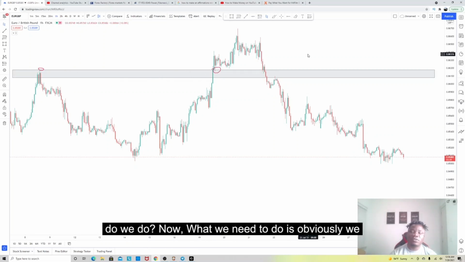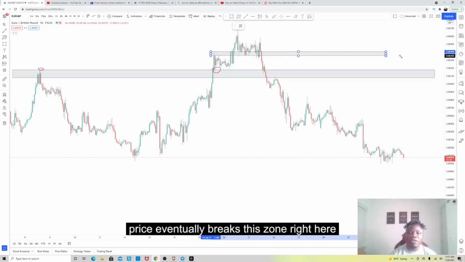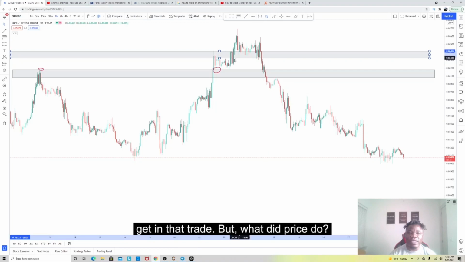Now what we need to do is, obviously, we have to wait for a retest. Now we have that retest right over here. Price came back and pushed to the upside, but when you see that price is ranging, you stay out of that trade. There's no need for you to get in that trade, except if price eventually breaks this zone right here that we had drawn earlier, then you can actually get in that trade.